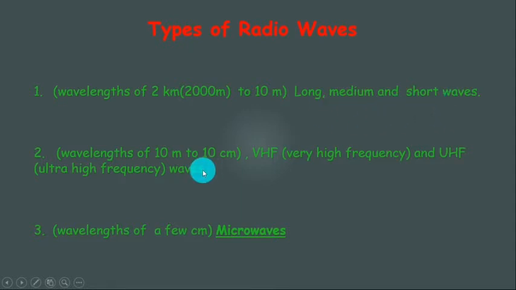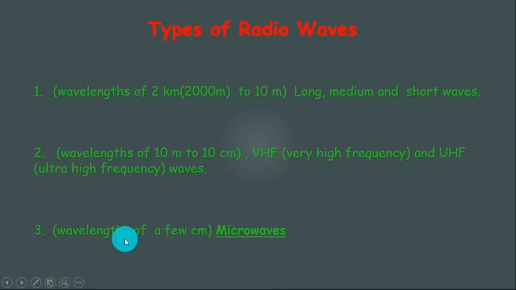The second type has wavelengths between 10 meters to 10 centimeters. We call them very high frequency or ultra high frequency waves. The third type, the wavelength is what? A few centimeters. So very short wavelength for radio waves, and all these are radio waves.